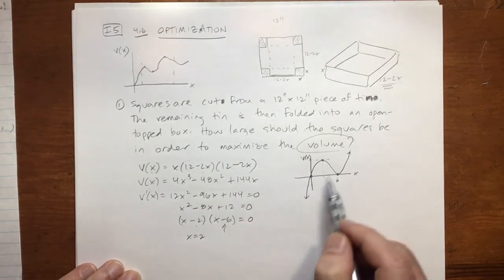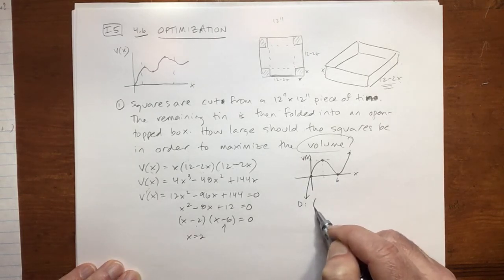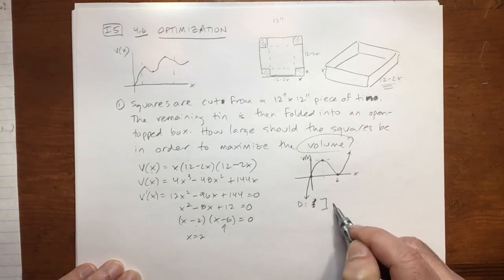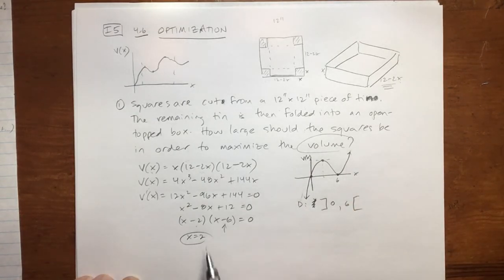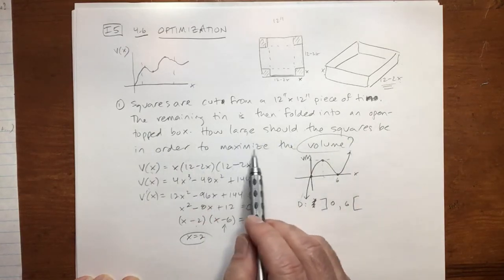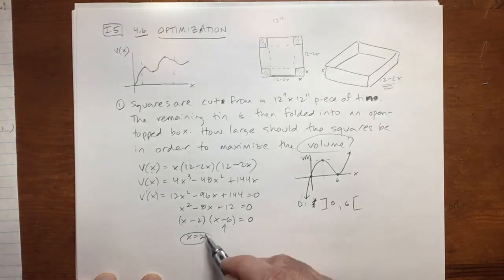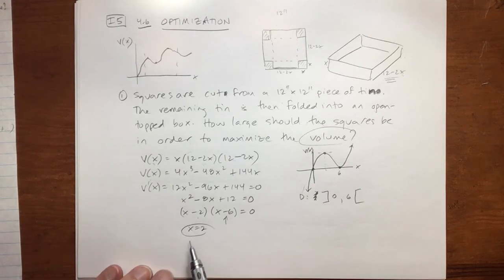Now think about the domain of this function. We don't have to test the endpoints. The domain, and maybe I should do it in interval notation, does not include 0 and 6. It can't be greater than 6, it can't be less than 0. And so there we have the length of each square. Let's make sure we read the question correctly. How large should the squares be in order to maximize the volume? So we are finished. If you were to answer with a full sentence, using units, you would say the squares would each be 2 inches on a side.